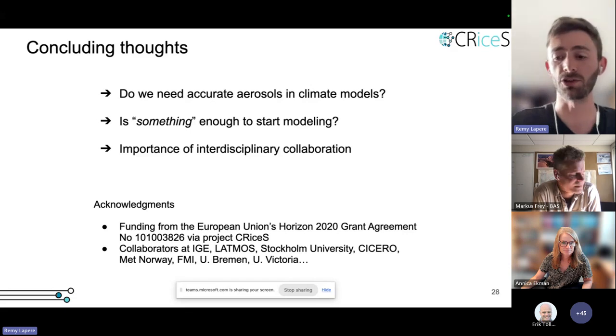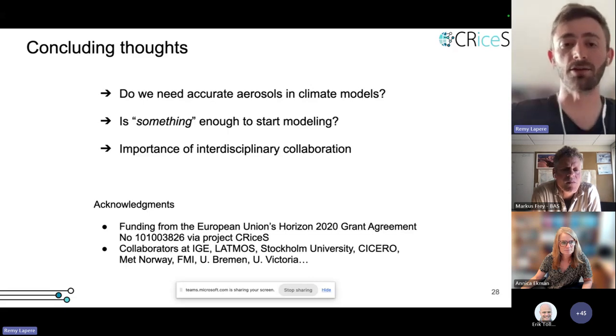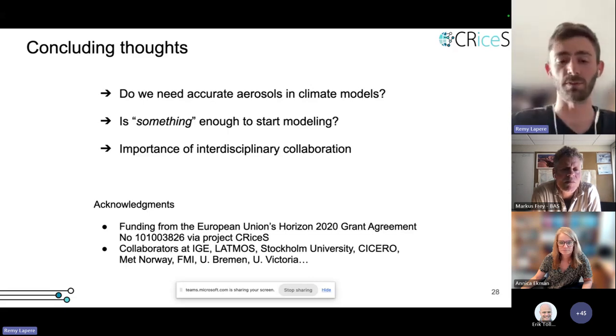And obviously the last part shows that it's super important to have interdisciplinary collaboration in projects such as CRiceS, because if I hadn't talked with Antoine and Nadia, I would never have tried their product for the oceanic DMS that has a big impact on aerosols in my modeling experiments.